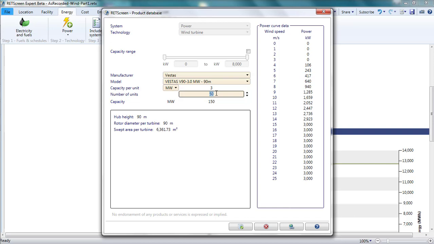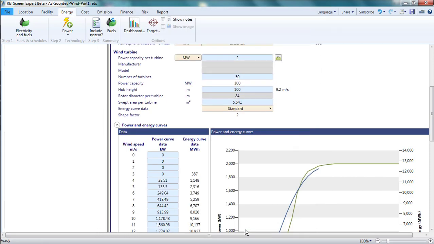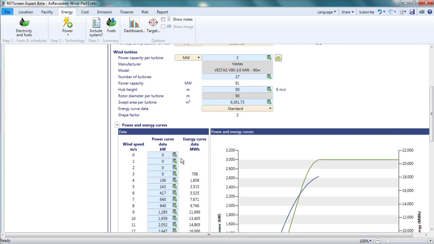I'll use 27 of these turbines to build an 81 megawatt wind farm. It is not exactly 80 megawatts, but it is common in the industry to use round numbers to describe the power capacity of a project. Having made this selection, I'll click on the green checkmark icon to paste this power curve data into the analysis.